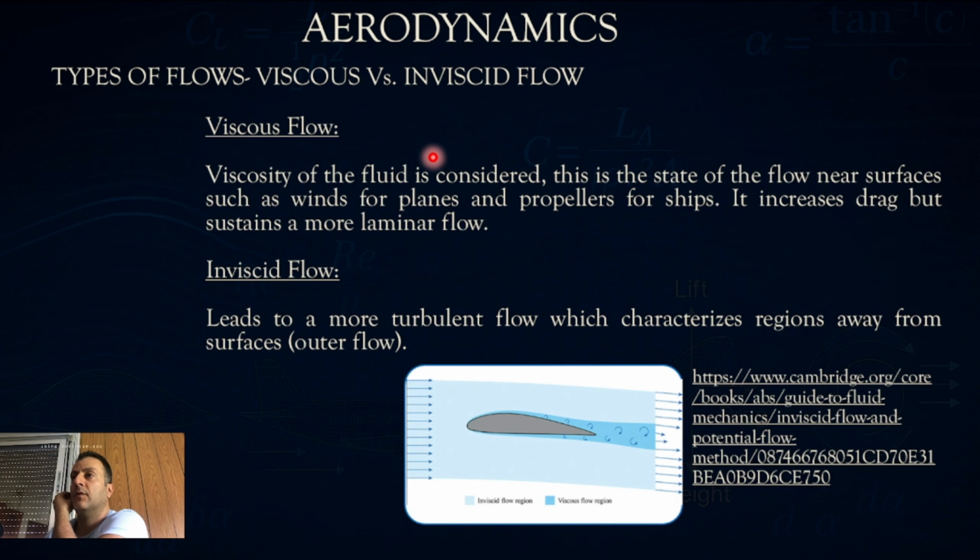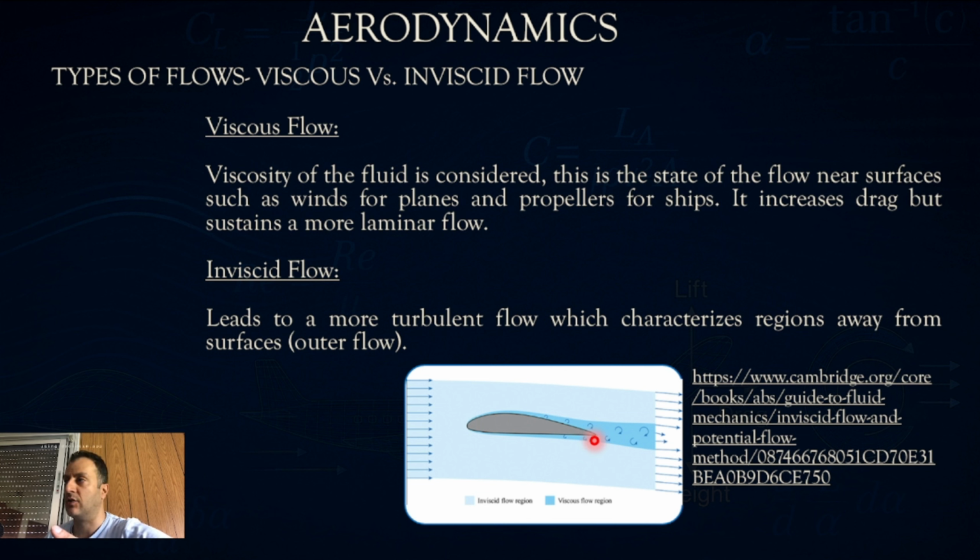All right, so types of flows, viscous versus inviscid. Inviscid is the opposite of viscous, by the way. So for a viscous flow, the viscosity of the fluid is considered. This is the state of the flow near surfaces, such as wings for planes and propellers for ships. So the viscosity of the fluid is considered especially for the flow near the surface. This is where you see viscosity being taken into consideration near the skin of the wing.